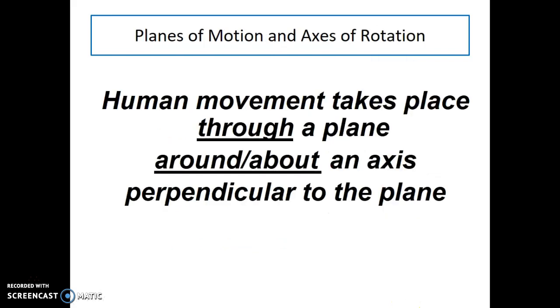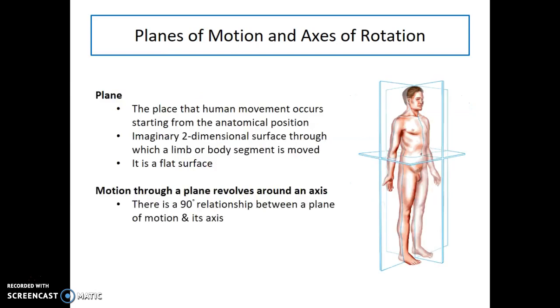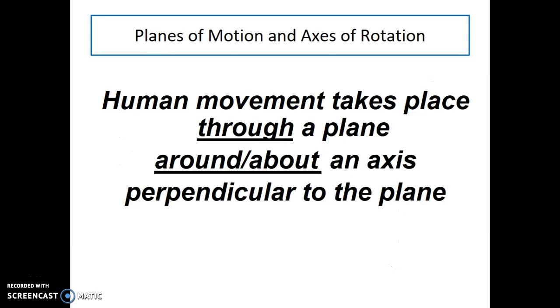So in general, in speaking on planes of motion and axes of rotation, human movement takes place through a plane, around or about an axis perpendicular to the plane. Say that in your head. Take a snapshot. When you look at this image, this is what that means. So human movement takes place through a plane, out and around an axis perpendicular to the plane.